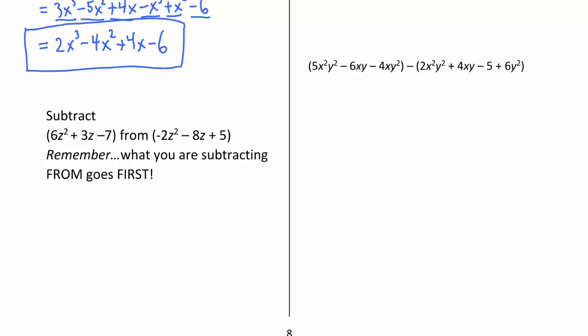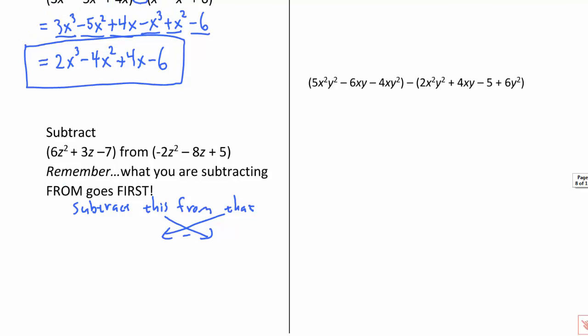It says subtract 6z squared plus 3z minus 7 from negative 2z squared minus 8z plus 5. Now it says remember what you're subtracting from goes first. What I like to do is say subtract this from that. Okay, and because it's subtract this from that, they switch the order in which they appear when you start actually subtracting.